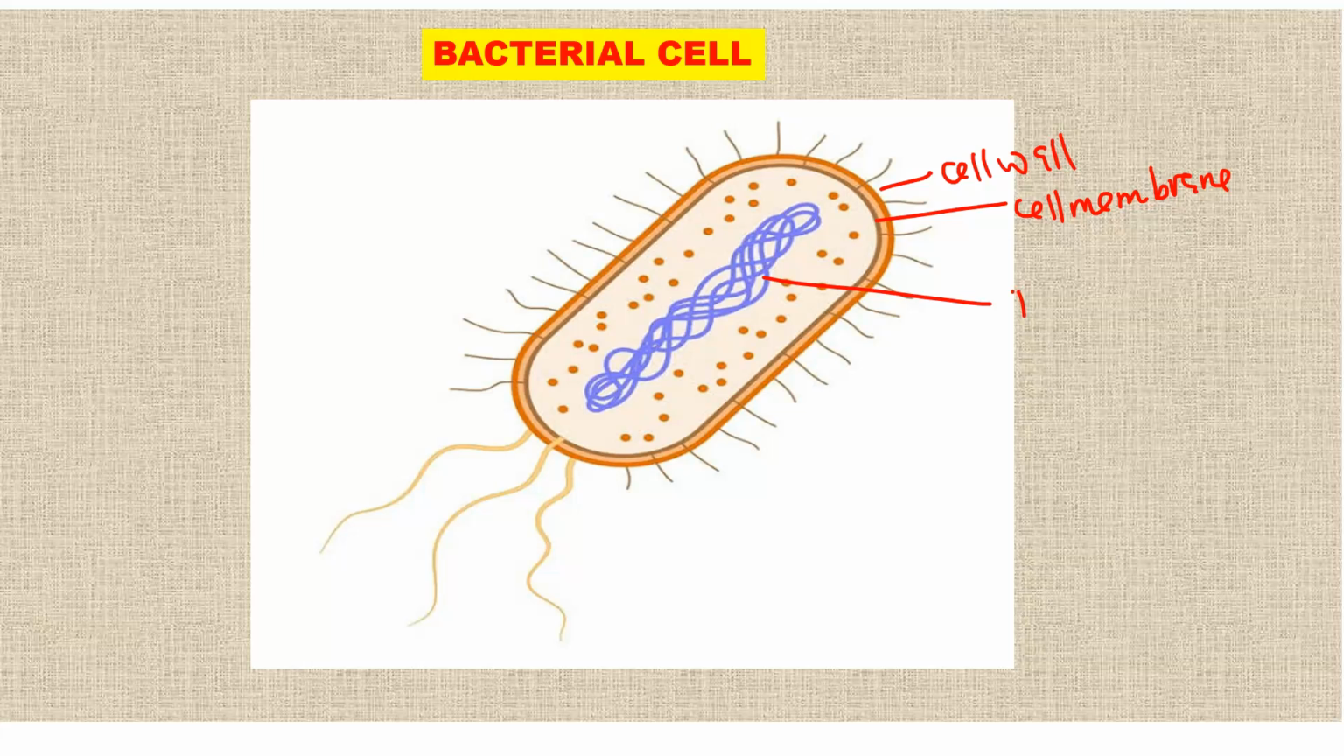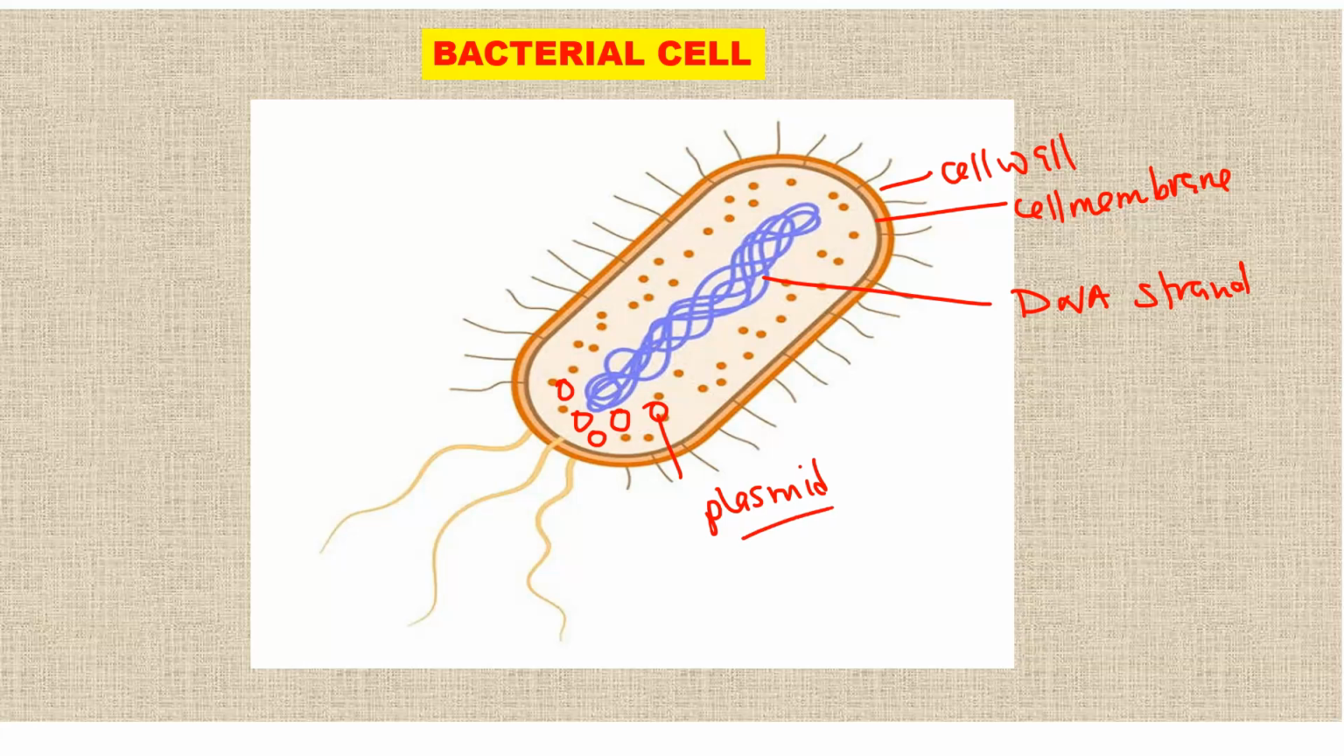Then it has the DNA strand. Okay, it has a DNA strand. It does not have a nucleus, but it has the DNA strand. Then, of course, you're going to find some structures in the form of a circle like this, and these are called plasmids. And because of this, it is used in genetic modification.